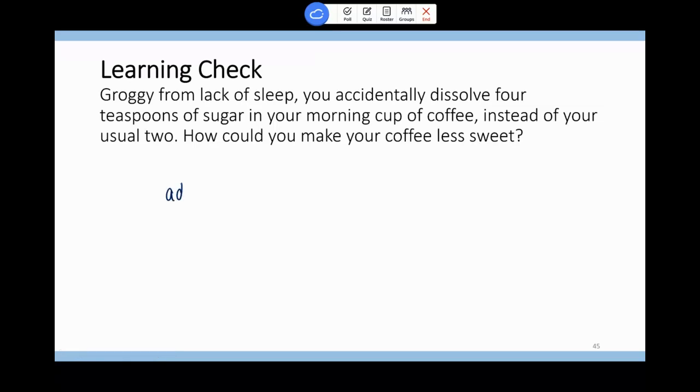So let's just say we'll specify that we have unsweet coffee, and that would probably be your best bet. Once the sugar is dissolved in the coffee, it's really difficult to remove the actual sugar particles. You'd have to filter it out, and I don't think you want to do that in the morning.